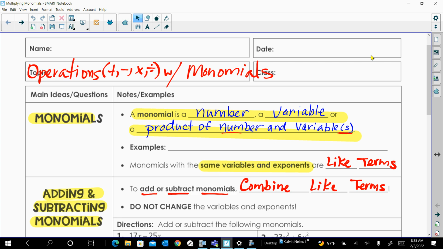So a binomial, you are already familiar with this. You probably just didn't know the terminology. Please fill in this definition. I've highlighted the key information. We are going to add some examples that I want us to create together.